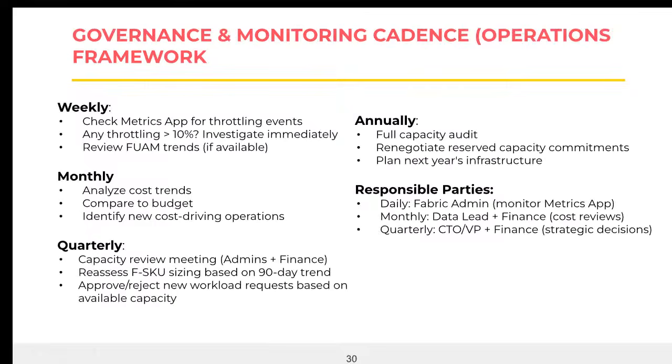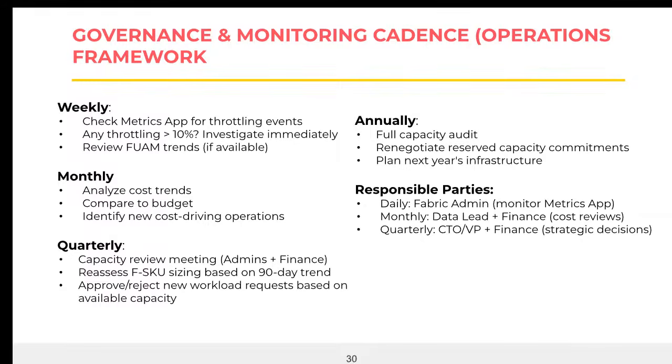Then quarterly, for your capacity, you can hold a review meeting just to check with the admin and finance if we are still aligned. For example, finance can say, okay, we will need more capacity, or some people will say, no, next month we'll have a migration, just to be sure that your capacity is enough, or to increase the size to avoid throttling.